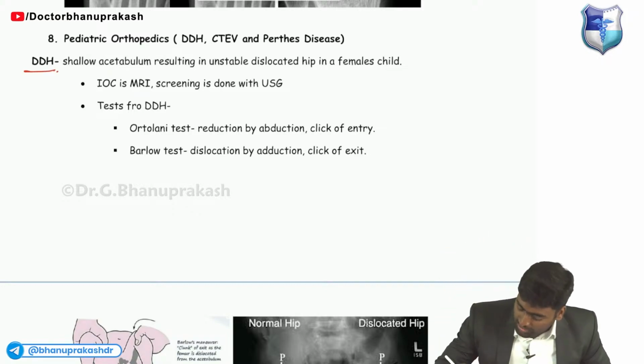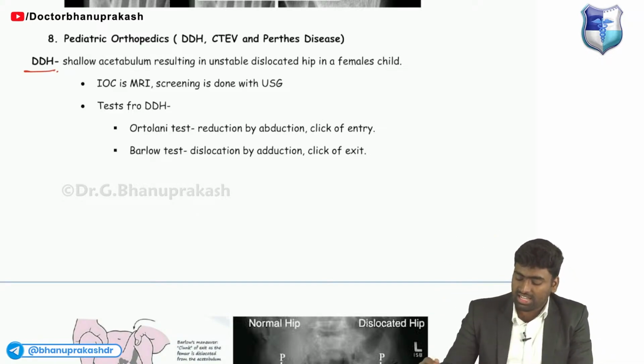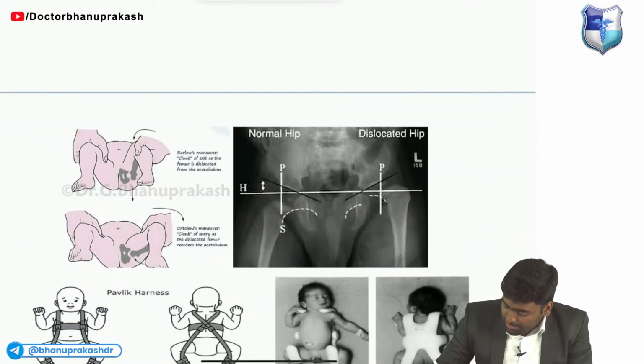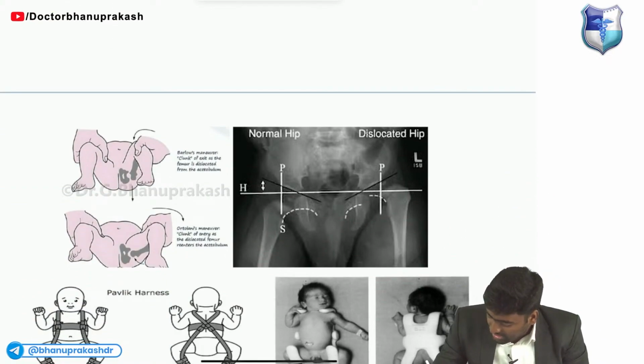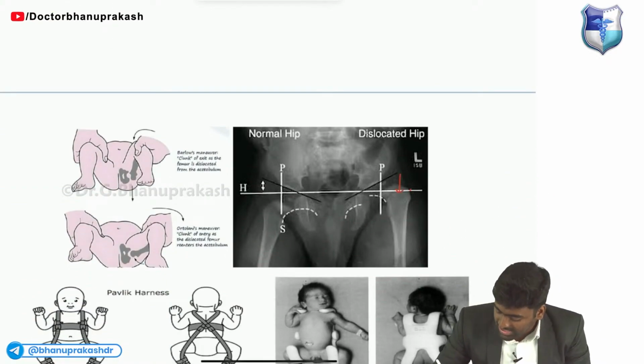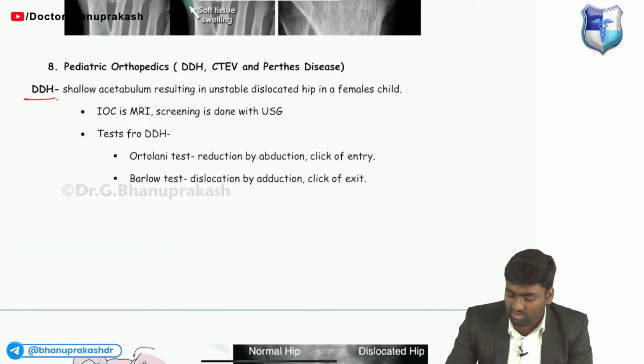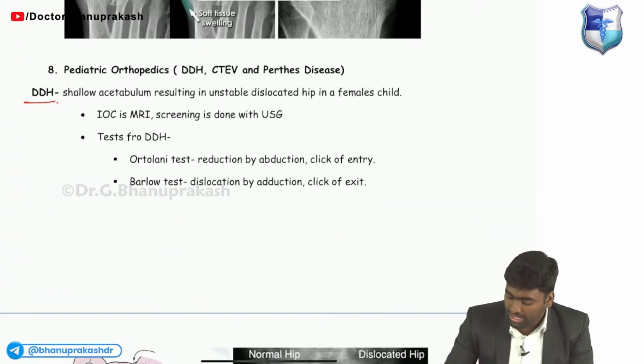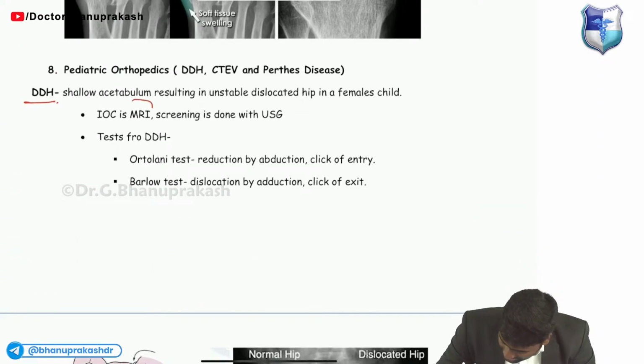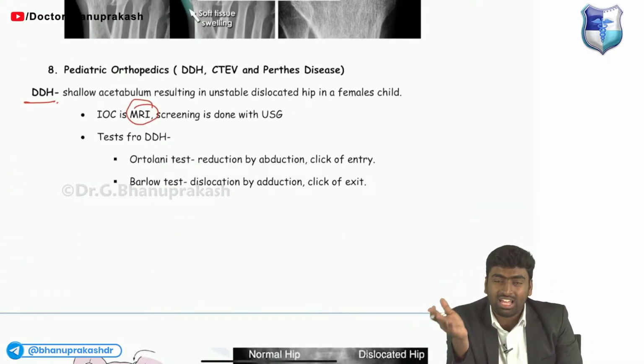So it is DDH. In the case of DDH, it is a displaced hip causing dislocation. So this is the normal hip and this is the dislocated hip. You can see this line, known as Shenton's line. There is a break in this Shenton's line. So this is a dislocated hip.